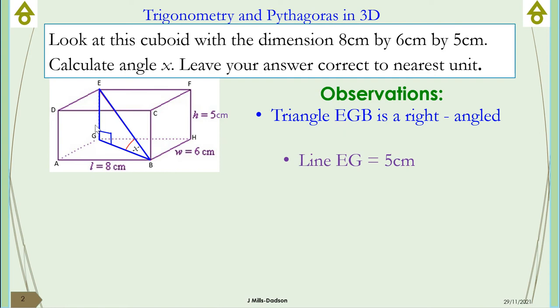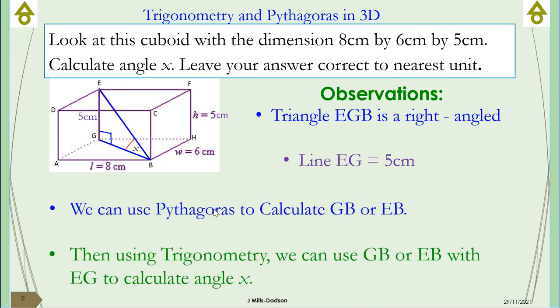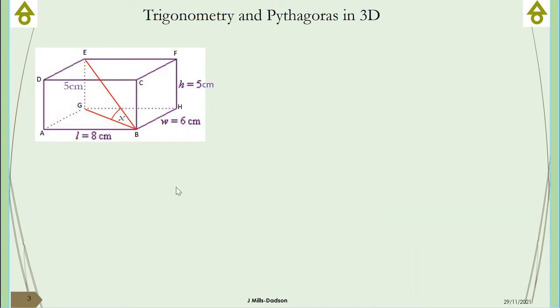With EG given, you either work out the longest diagonal, which is EB, using Pythagoras, or the shortest diagonal, GB. It's a matter of choice. From there you use trigonometry to work out angle X. I'm going to work out GB.